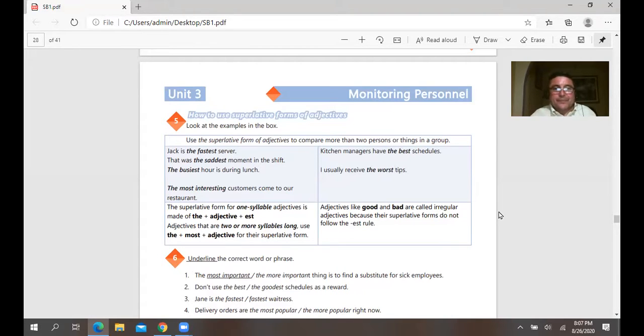Okay. So may I have a volunteer to read the introduction, please? Look at the example in the box. Use the superlative form of adjectives to compare more than two persons or things in a group. Okay, so more than two. What do you understand when you say more than two? What number are we talking about? Three, four. Exactly. So we have one, two. What is more than two? Three. So when you mention three things or three people in a group, you need to say the superlative form.